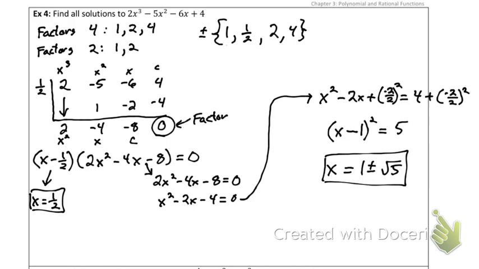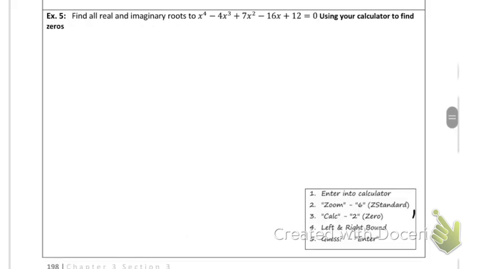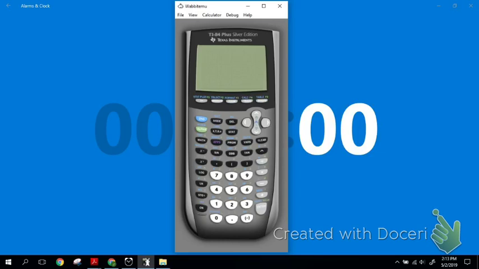All right, our next one, we're going to heavily rely on our calculators. In fact, we're not even going to come up with our list of potential zeros. Instead, we're going to jump to our calculator and type in x to the 4th minus 4x cubed plus 7x squared minus 16x plus 12. And we've got about 10 minutes to do this, so hopefully we don't run into too many roadblocks.